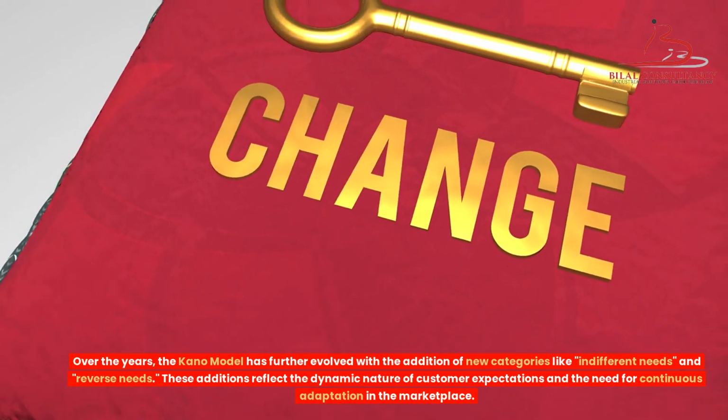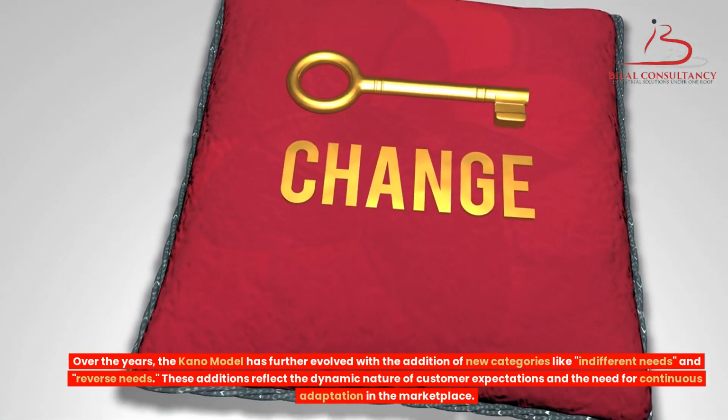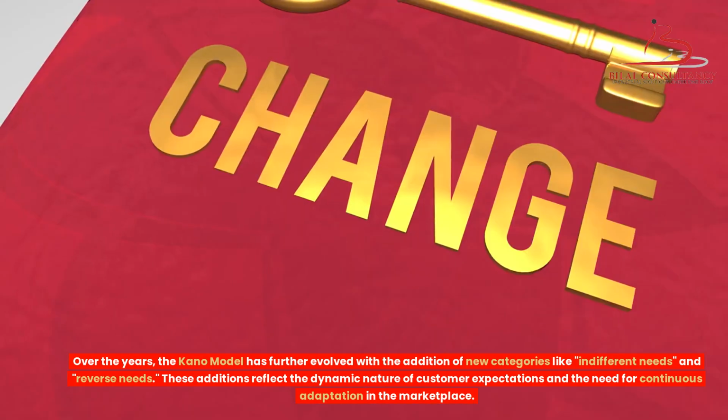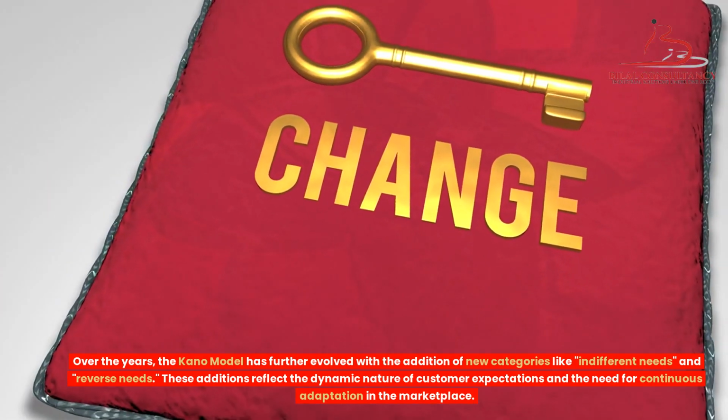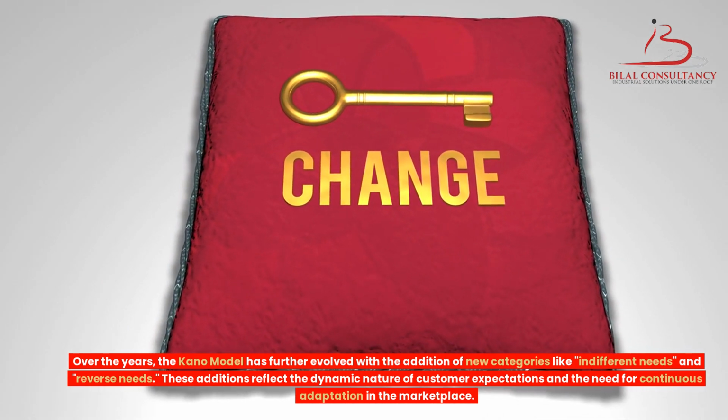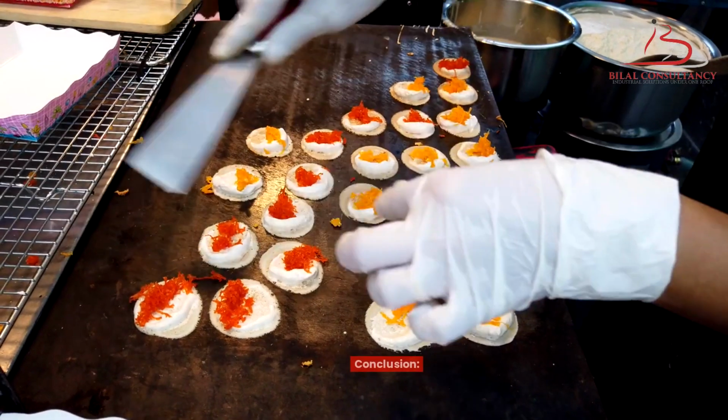Over the years, the Kano model has further evolved with the addition of new categories like indifferent needs and reverse needs. These additions reflect the dynamic nature of customer expectations and the need for continuous adaptation in the marketplace.